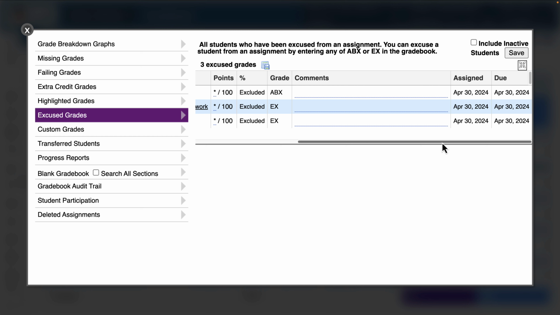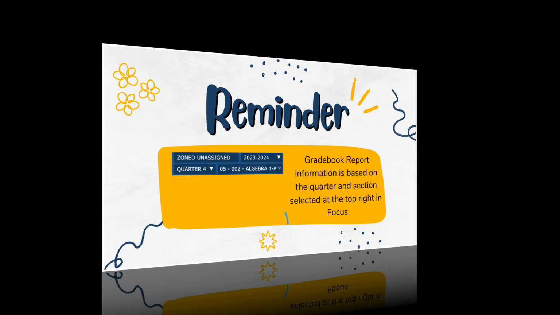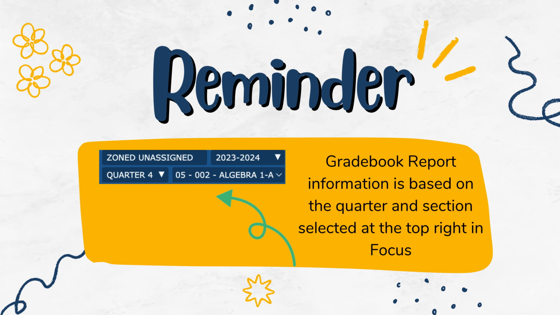Just make sure if you add or edit any notes that you select Save. You'll also have the assigned and due date for that assignment. If you need to include inactive students, go ahead and select the checkbox in the top right. It's important to remember when running gradebook reports, it's going to be based on the quarter and section that you've selected in the top right.